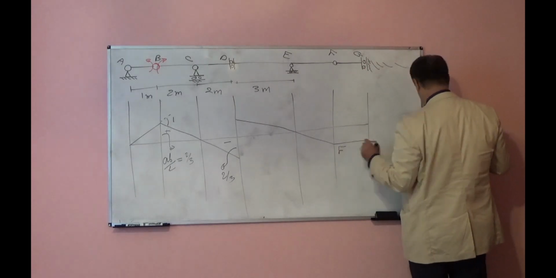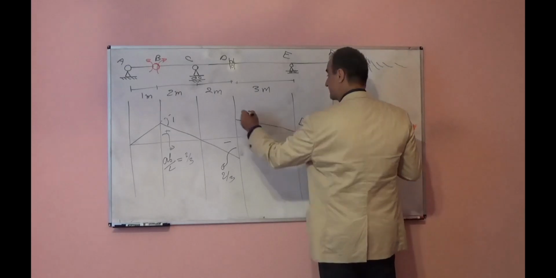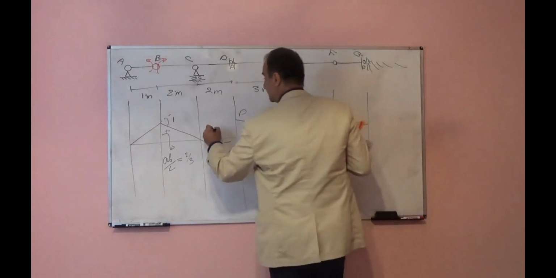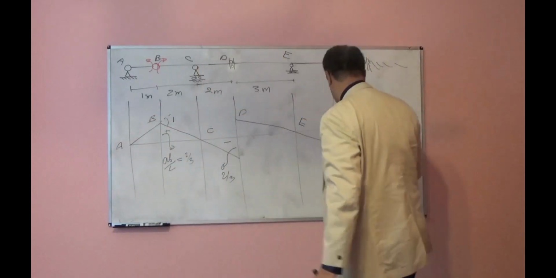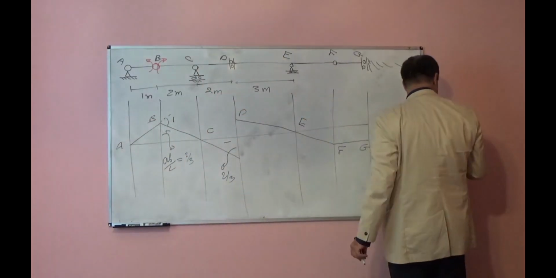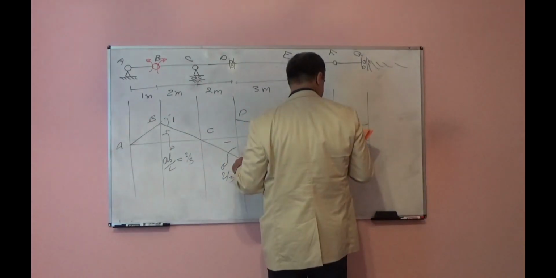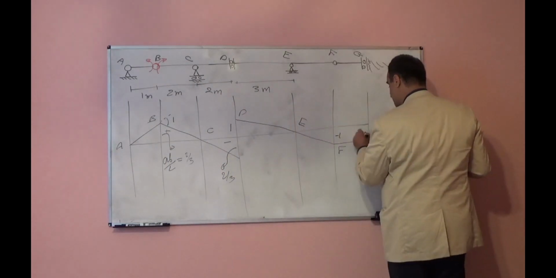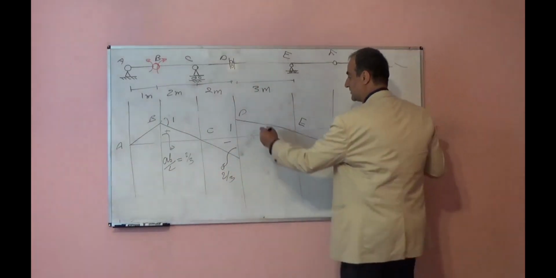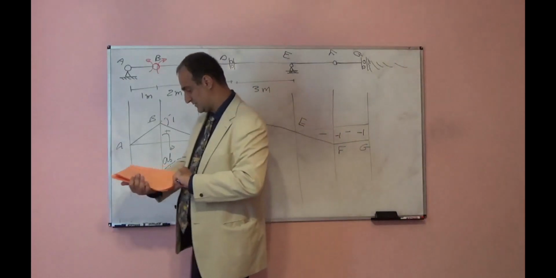So we will have G, F, E, D, C, B, A. From similar triangles we can find all these. This will be 2 over 3, 2 over 3, this will be 1. This will be negative 1 and negative 1, because these are positive, negative, negative.